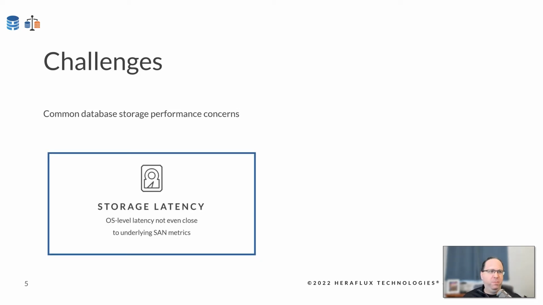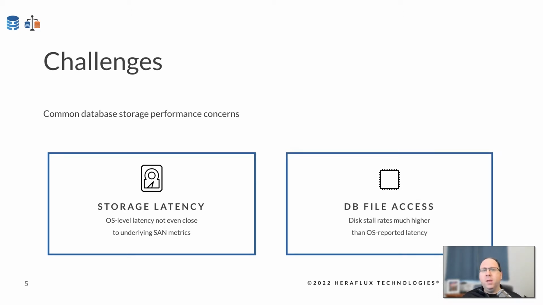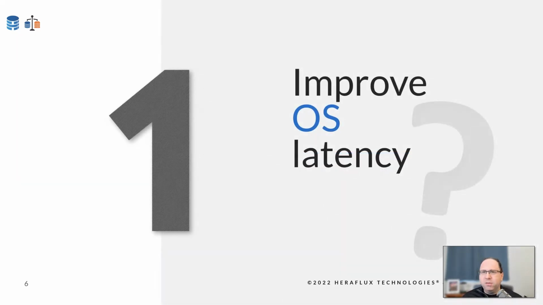Two big ones: storage latency. And this is latency end to end, all the way from the underlying storage itself, all the way into that database file. And then there's database level file access, with a lot of that telemetry that is really going to start to stack up. So first, we're going to address operating system latency so we can set the proper foundation for these databases to scale and grow.